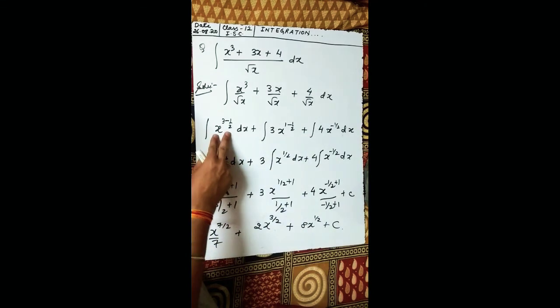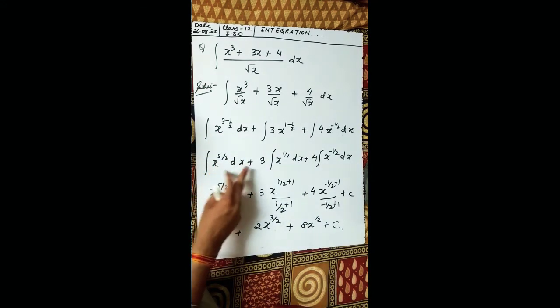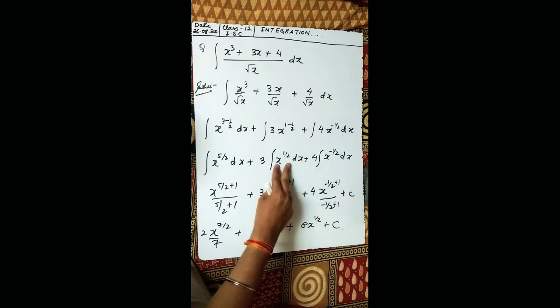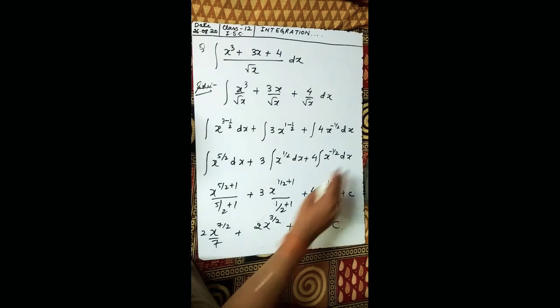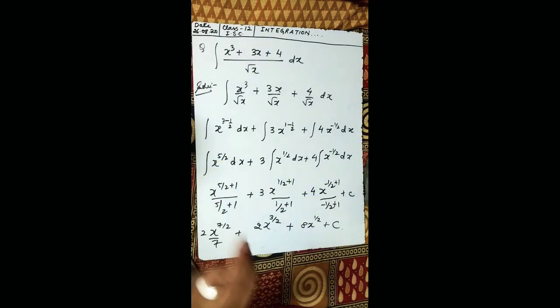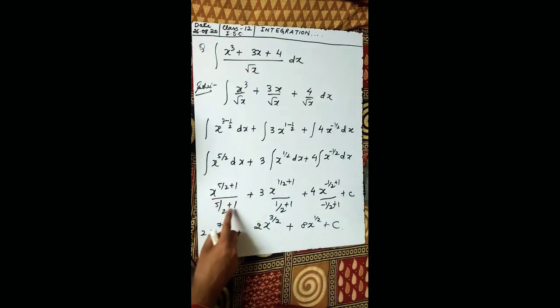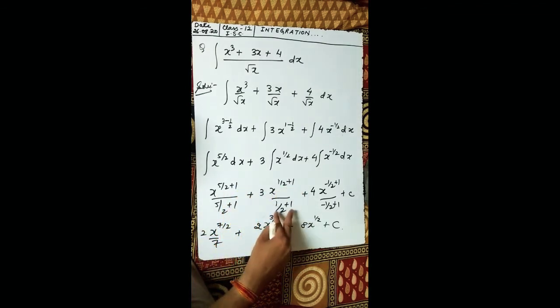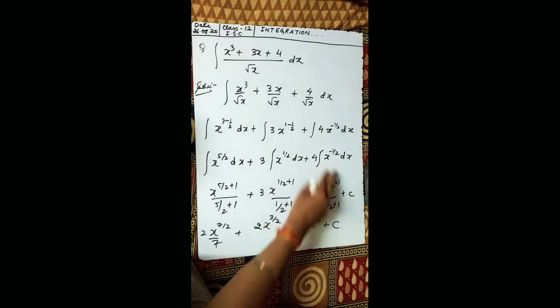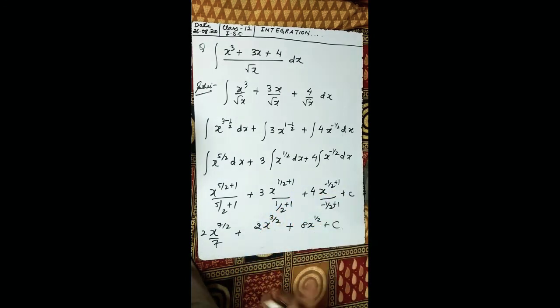So on solving this, integration of x to the power 5 by 2 dx plus, taking 3 out, x to the power half dx plus, taking 4 out, x to the power minus half dx. Now integration of x to the power 5 by 2 will be x to the power 5 by 2 plus 1 upon 5 by 2 plus 1, plus 3 times x to the power half plus 1 upon half plus 1, plus 4 times x to the power minus half plus 1 upon minus half plus 1, plus c. So on solving we are getting this as a final answer.